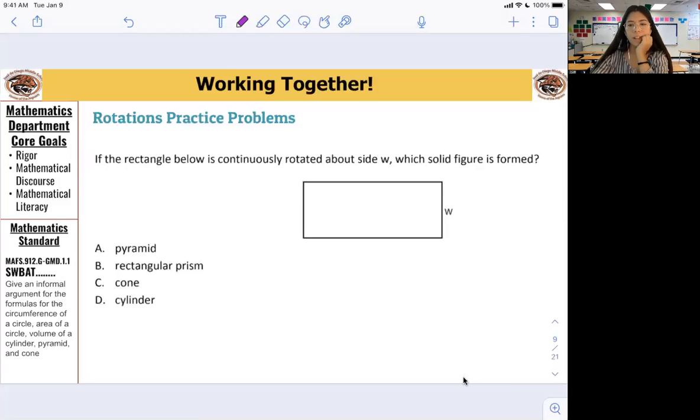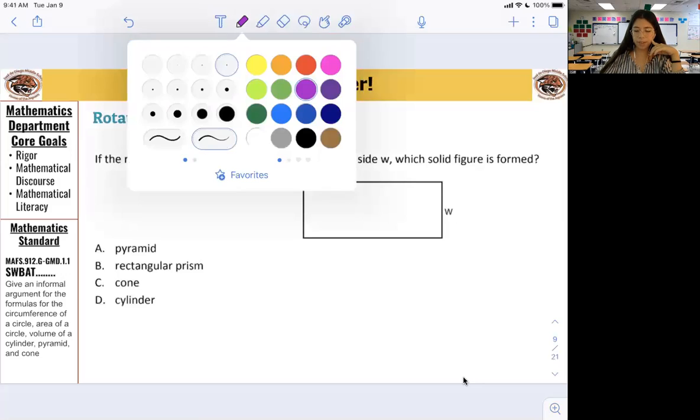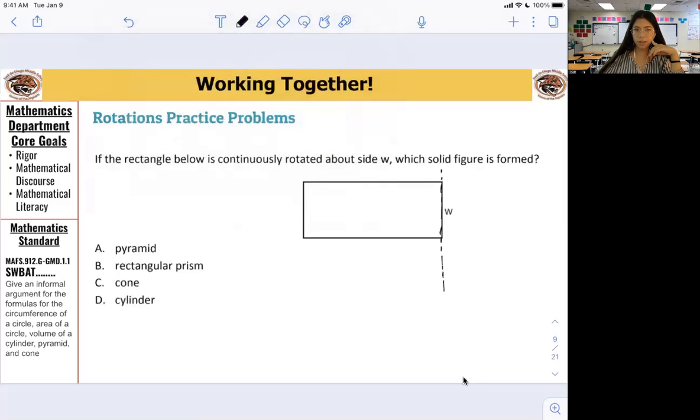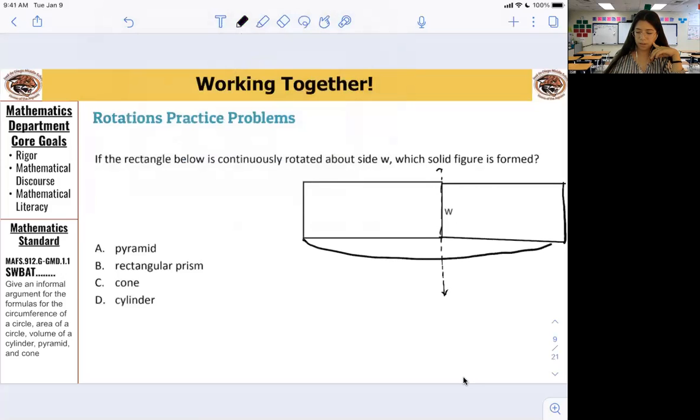Good. Yeah, this one's a lot easier, isn't it? A little bit easier. So for this one, even though it's going to be rotated about the short side of it, when we duplicate this on the other side, it's still going to be kind of like a really wide cylinder. Just really, really wide.